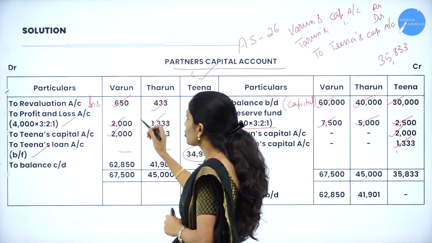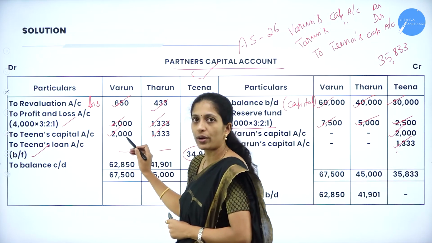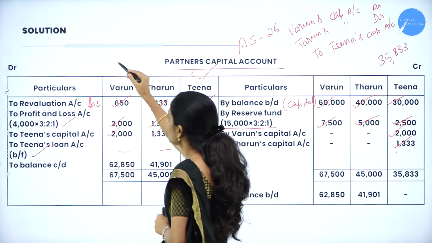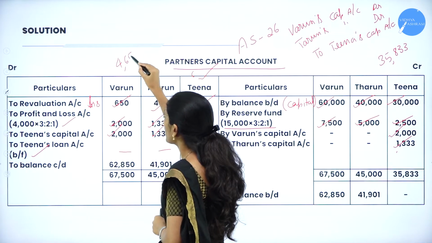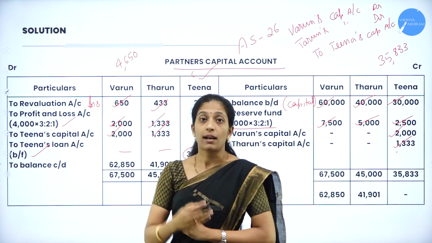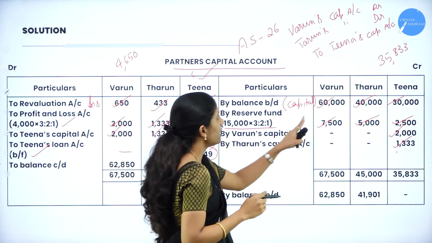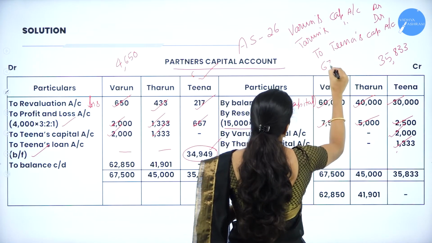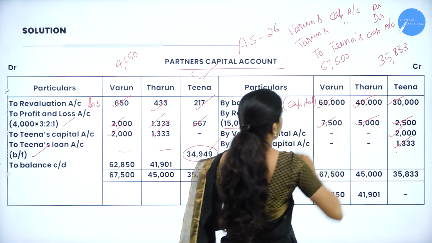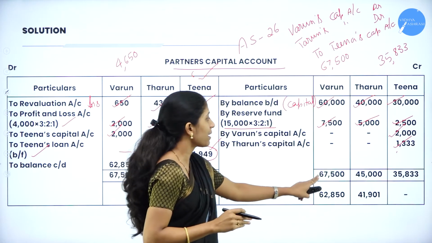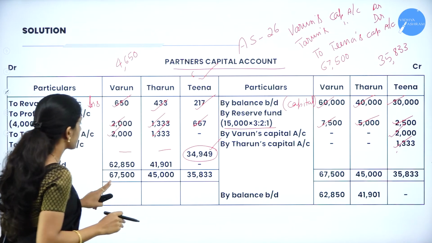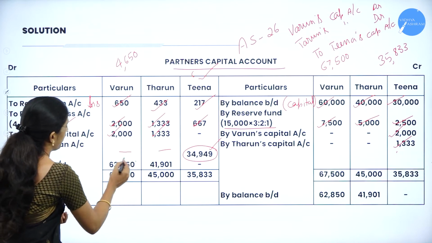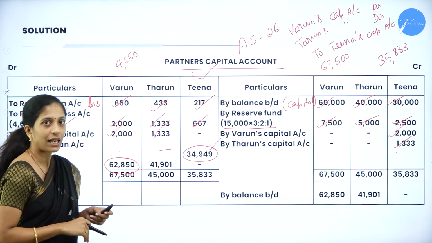Now if you see the debit side of Varun, what is the total? 2,000 plus 2,000 plus 650, so it is 4,650. Whereas coming to the credit side of Varun, 60,000 plus 7,500, so the total is 67,500 on the credit side. Now 67,500 is more, right? 67,500 on both sides minus 4,650. You get a balancing figure of 62,850.